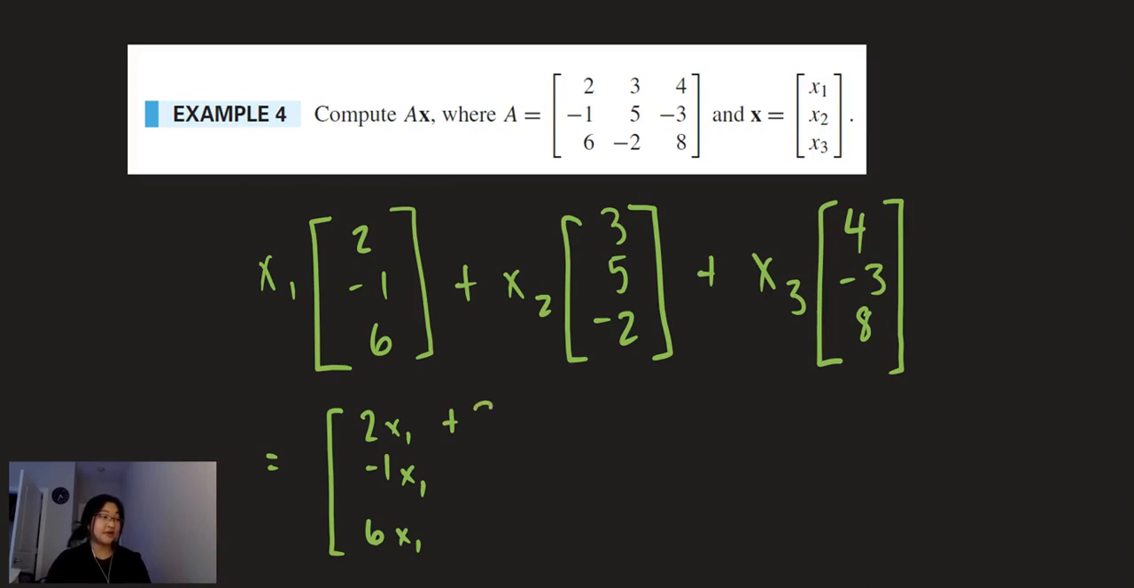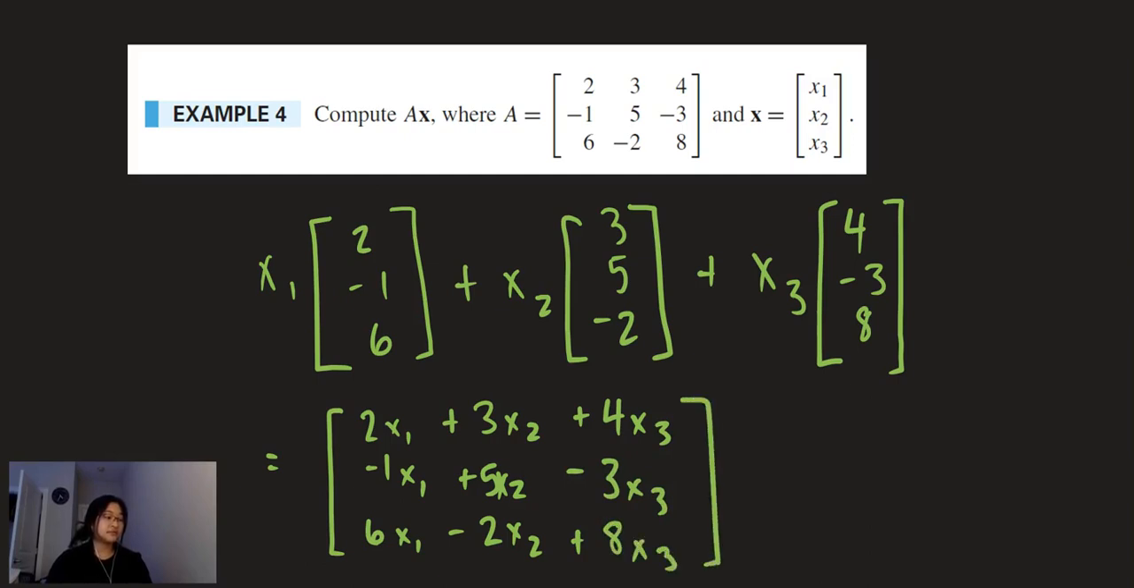So we can also add 3x2s, 5x2s in row 2, if I remember the x, and subtract 2x2s in the last row, and also add 4x3s, and subtract 3x3s, and add 8x3s. And there we go. We have Ax. We multiply.